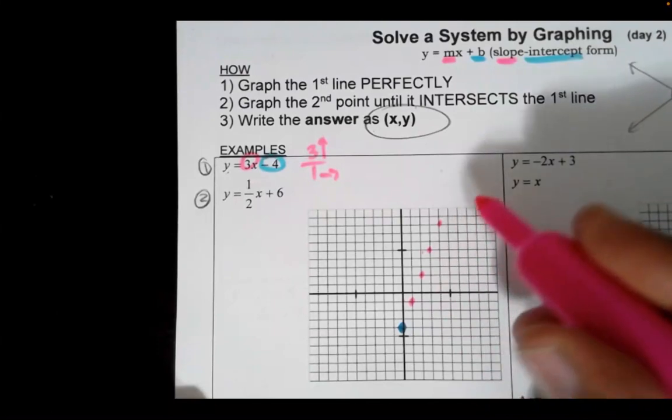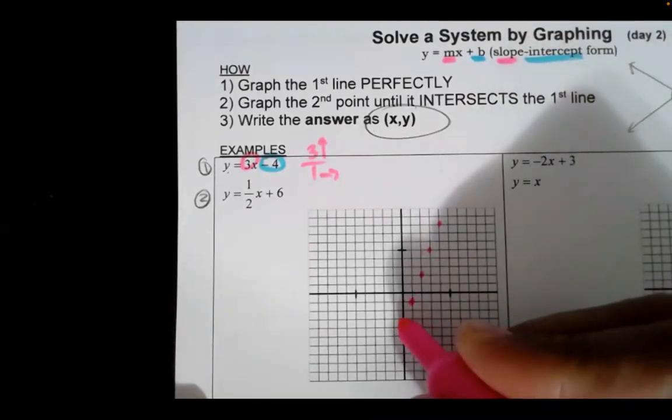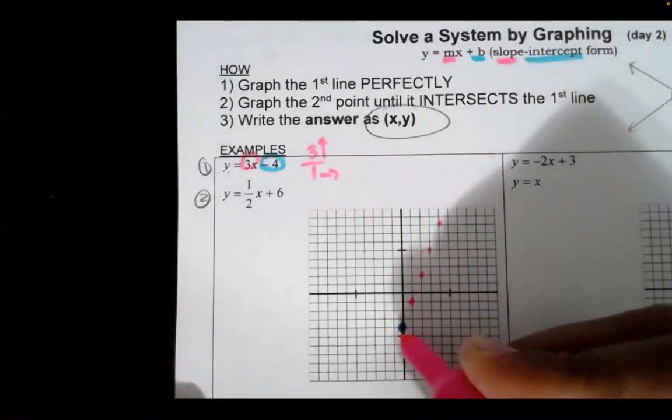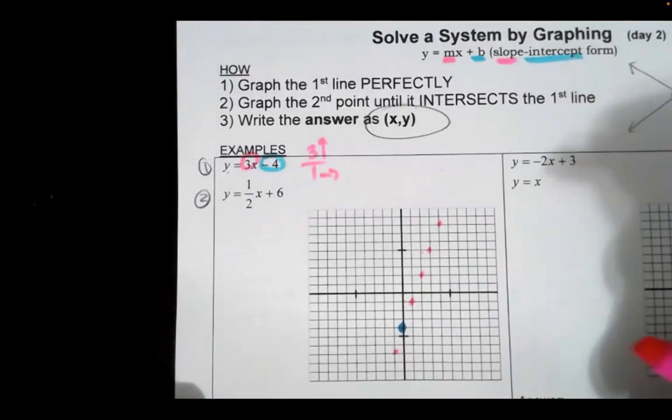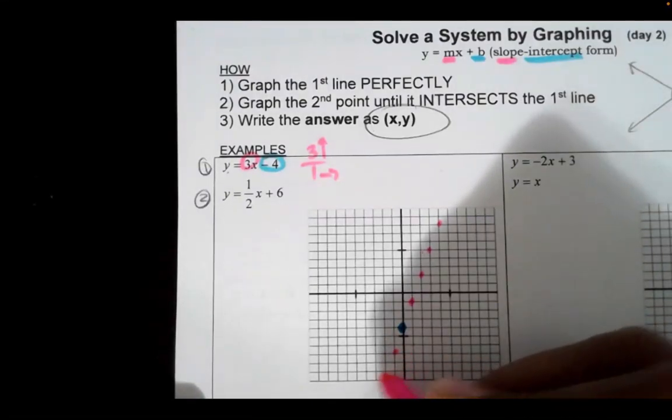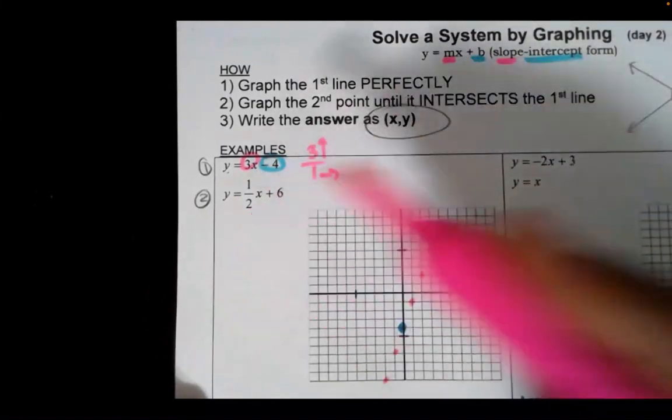Notice I'm drawing as many points as I can to the right, and I'm going to do the same thing to the left. So instead I go down 1, 2, 3, left 1 this time, down 1, 2, 3, left 1. Okay, now I'm going to do the same thing with the other line.